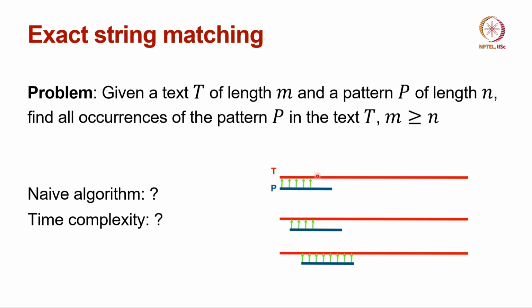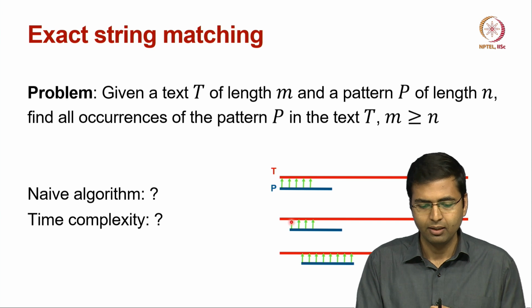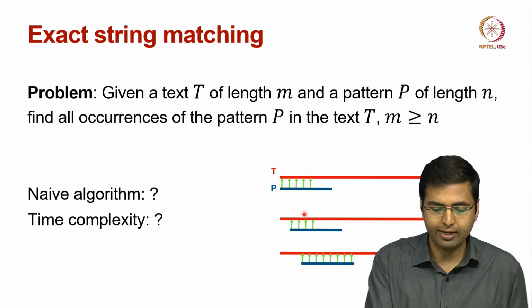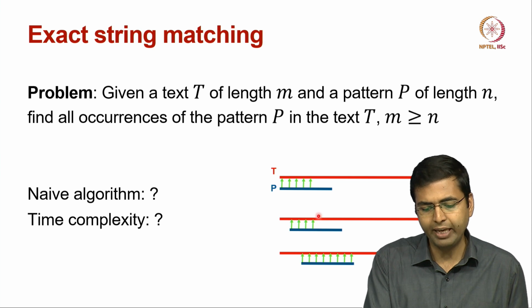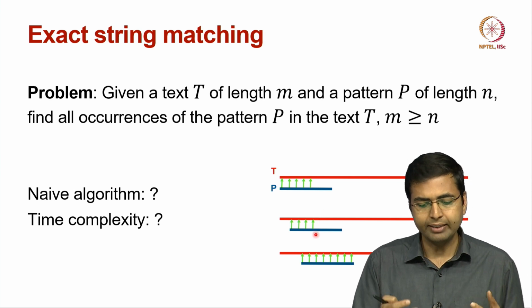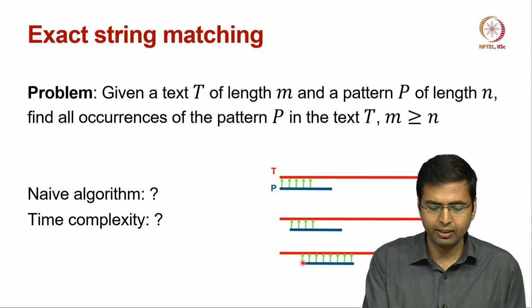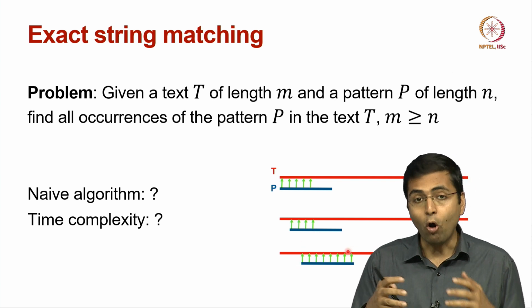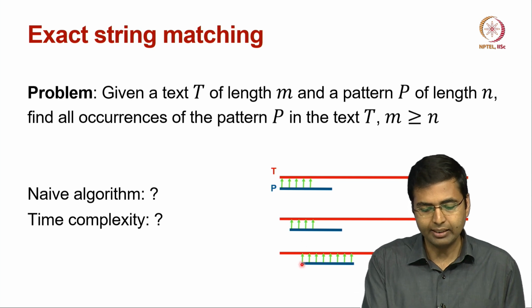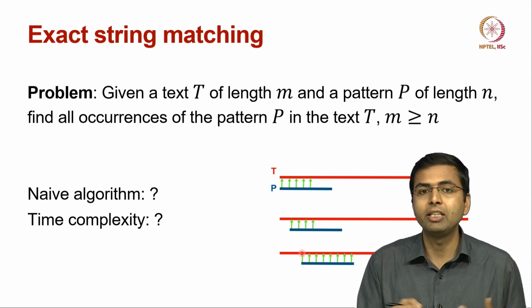Suppose there is a mismatch here, then I would move to the second position of the text and see whether the pattern matches at the second position or not. Similarly, I will repeat this process. Maybe I will match one character at a time, and maybe the 5th character is mismatching. This process can be repeated, and maybe at the 3rd position I end up matching all the characters of the pattern, in which case I would say that the pattern has an occurrence in the text at position 3.